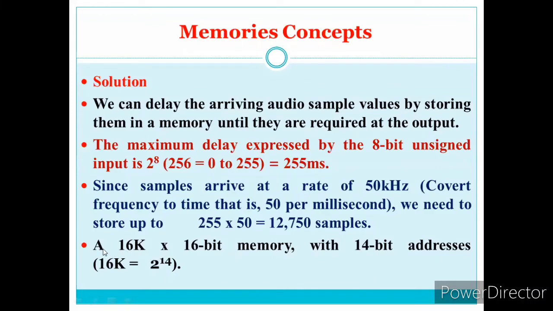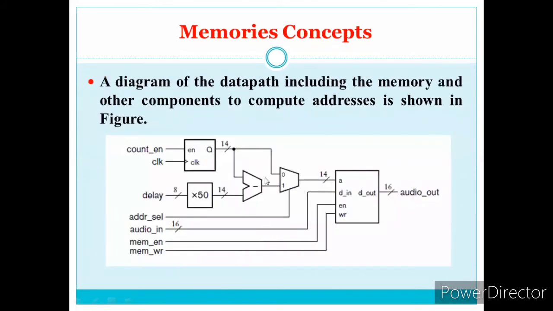So what is the size there? It is 16K cross 16-bit memory with a 14-bit address. Why is 16K here? It is 2 raised to 14. So this is the size of the memory, where each location is of 16 bits. Now let us see that.